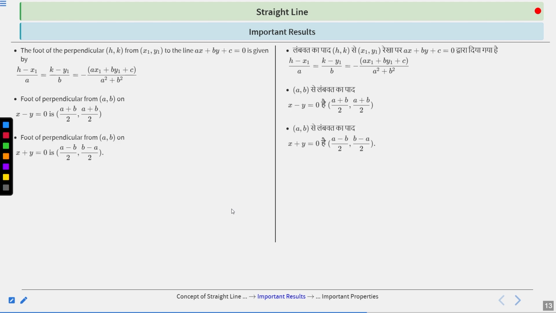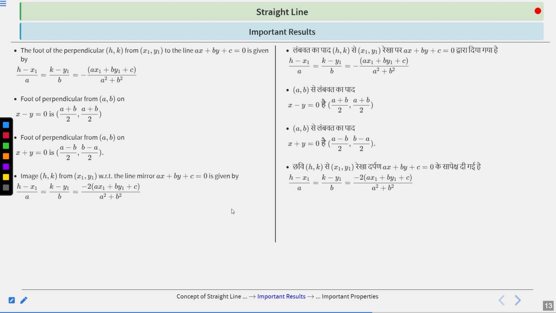Now the foot of perpendicular from (a, b) on x plus y equal to 0 is ((a minus b) by 2, (b minus a) by 2). Clear? x plus y equal to 0, or x equal to minus y, or y equal to minus x. So the foot of perpendicular from (a, b) on the line y equal to minus x is ((a minus b) by 2, (b minus a) by 2).